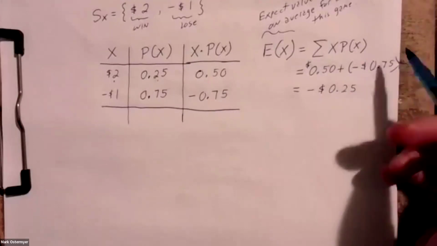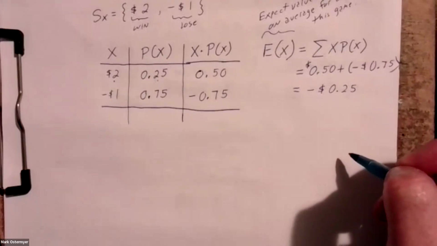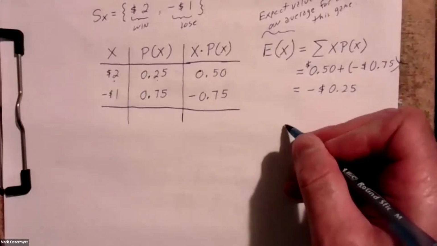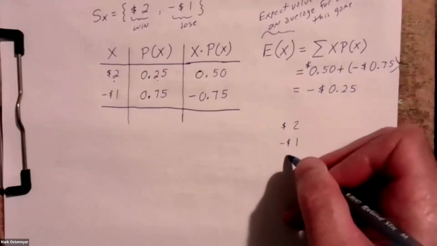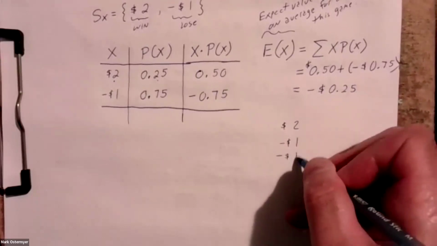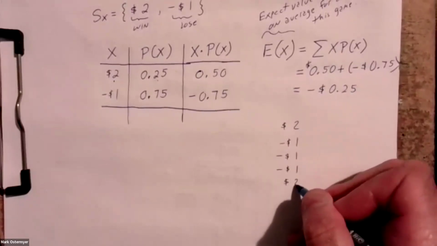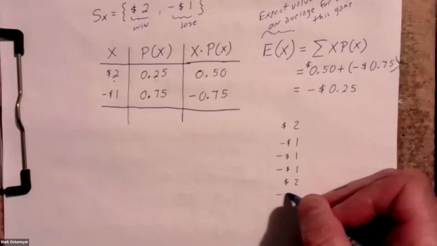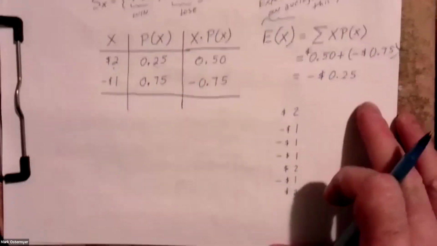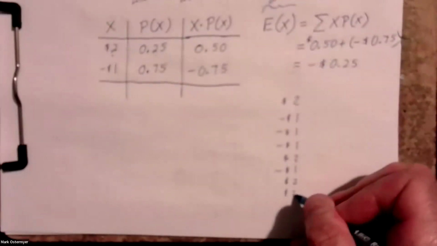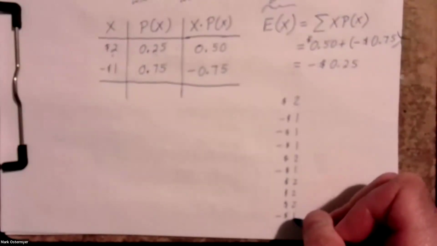If we were to play this game, let's say 100 times and document our winnings after each play, okay, sometimes we win $2, sometimes we lose a dollar. Maybe on the third play, we lose another dollar. The fourth play, we lose a dollar. Let's say we maybe win $2 on the fifth play. Maybe we lose a dollar on the sixth play. We win $2 on the seventh play. Maybe we win $2 on the eighth play. Maybe win $2 on the ninth play. Maybe lose a dollar on the 10th play.